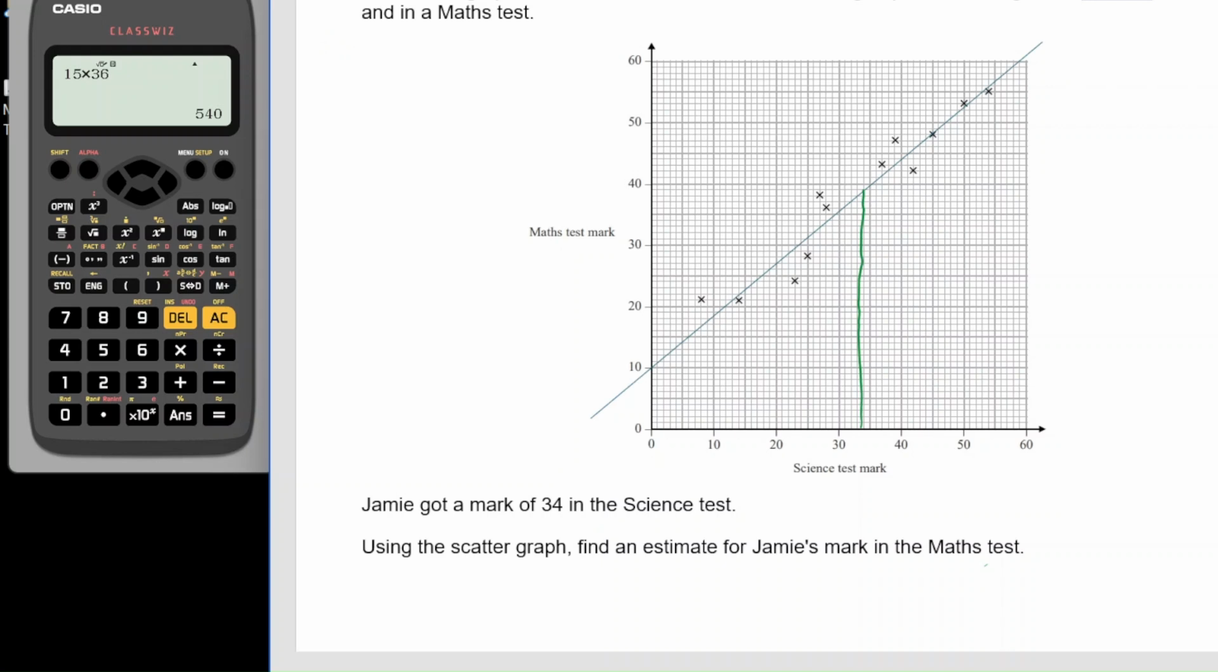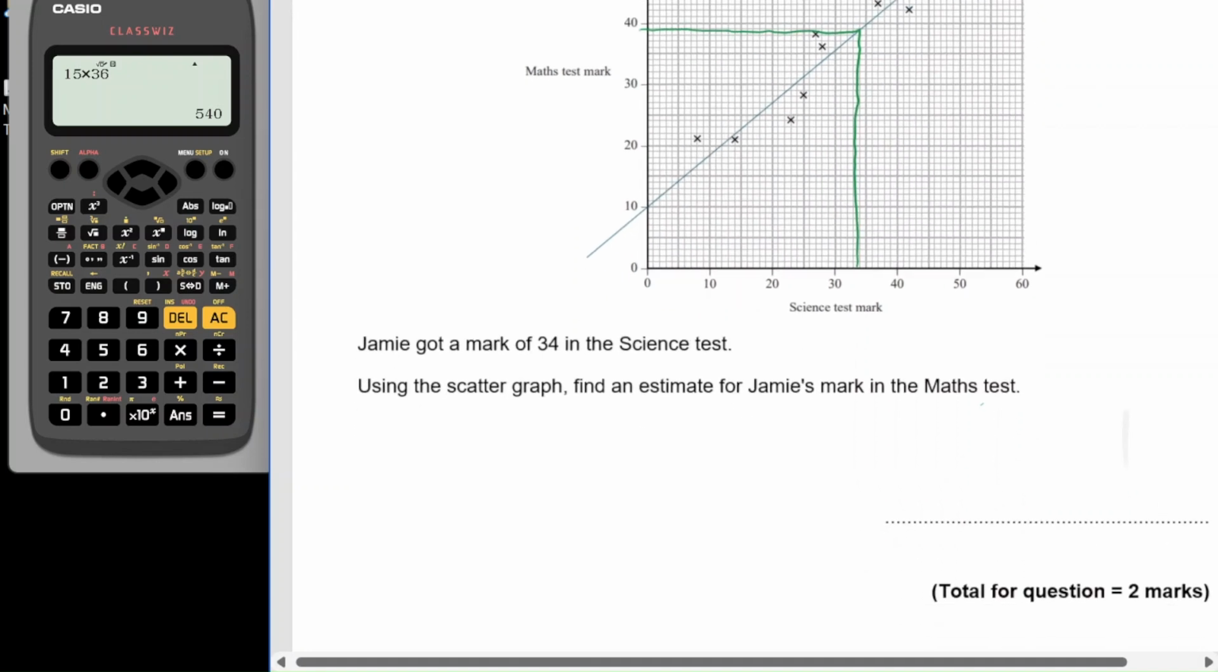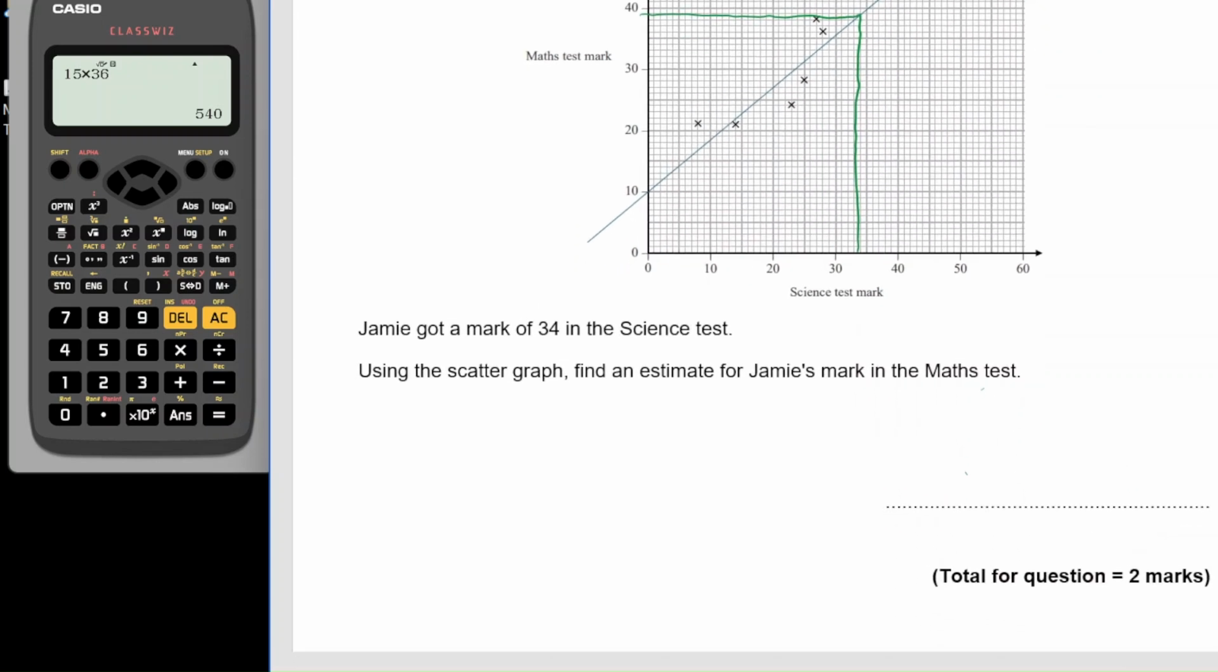And then when we hit that, we're going across. So I'm looking at 39 marks in the maths test. Use the graph to estimate, so I'm going 39. Right, let me just bring up the mark scheme and see what the range is allowed on that. So they're saying anything between 35 and 42.